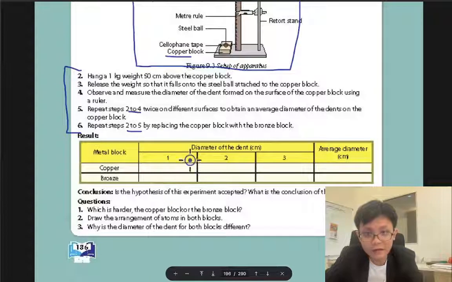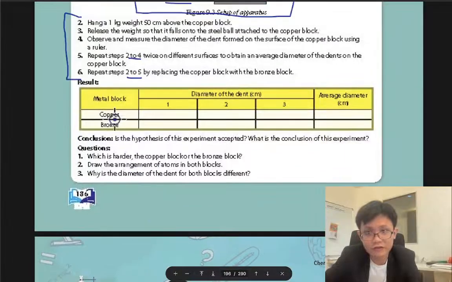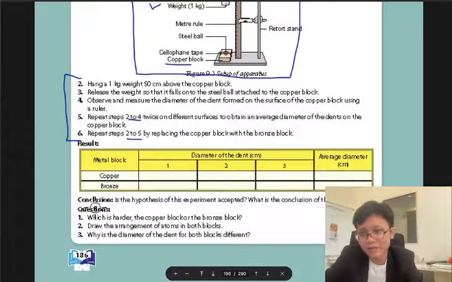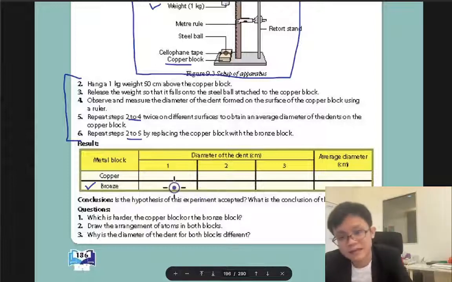Okay, then you get the diameter, 1, 2, 3, average diameter, then you get the answer. So of course this is copper, this is bronze. Let's try to do this, because we already know that bronze is stronger. So the dent will be smaller. So maybe here I put 2, 2.2, this one 2.1, because copper is weaker, so the hole will be bigger. So I put here maybe 3.1, this one is 3.0, this one is 3.1.